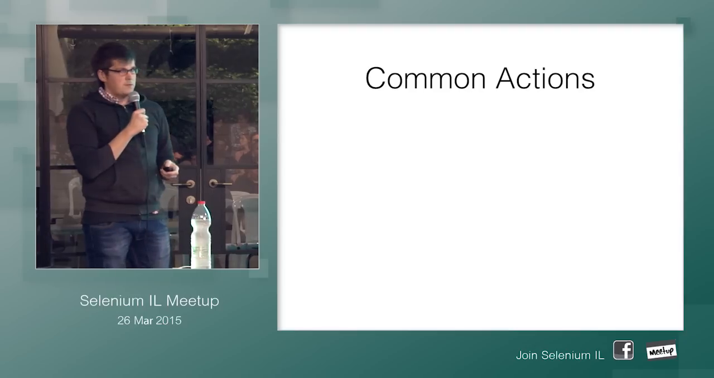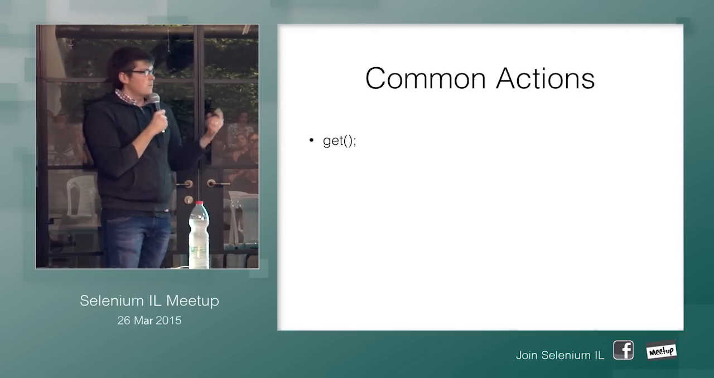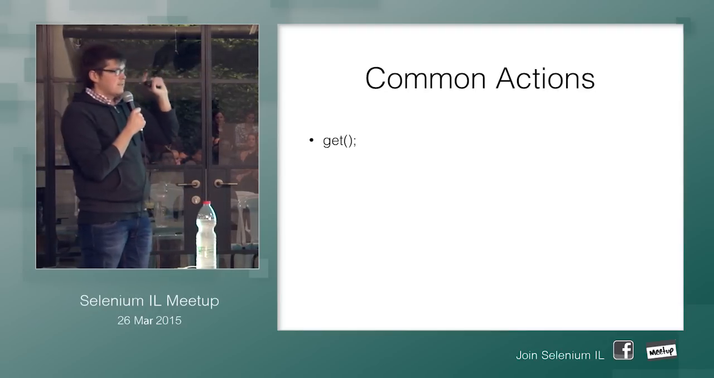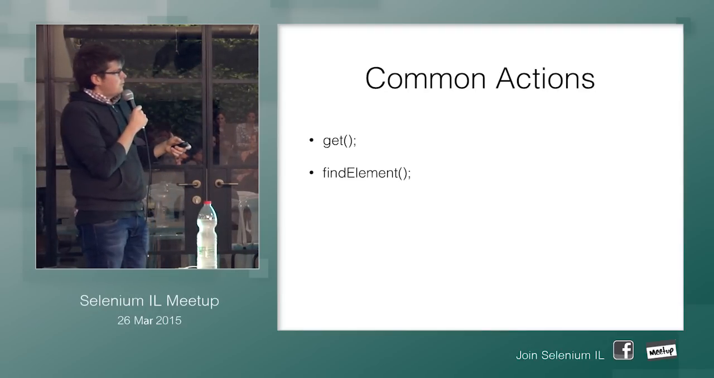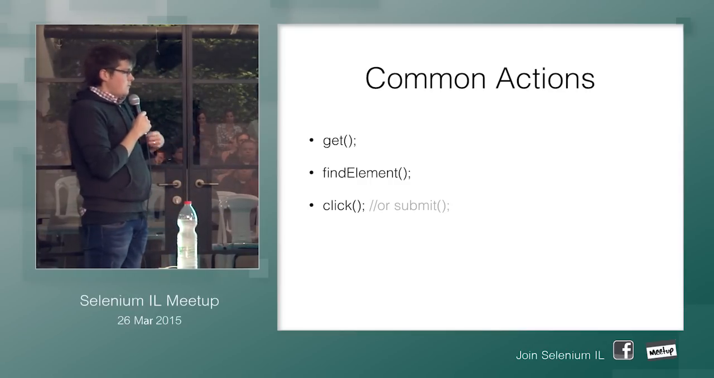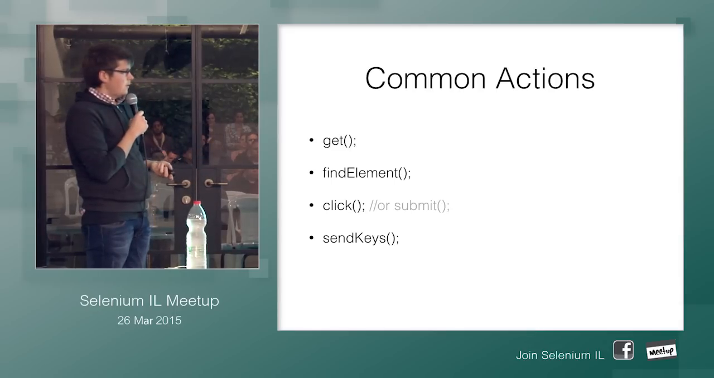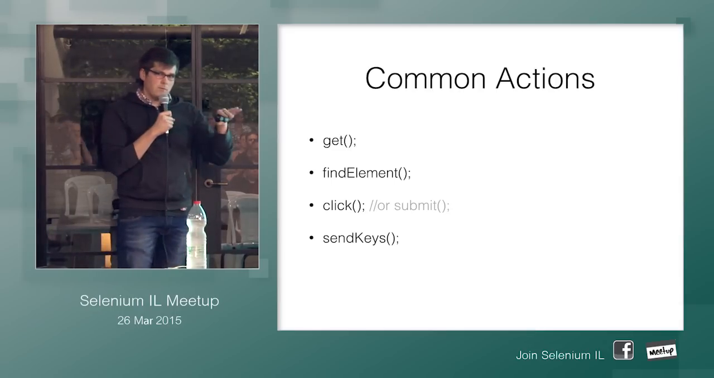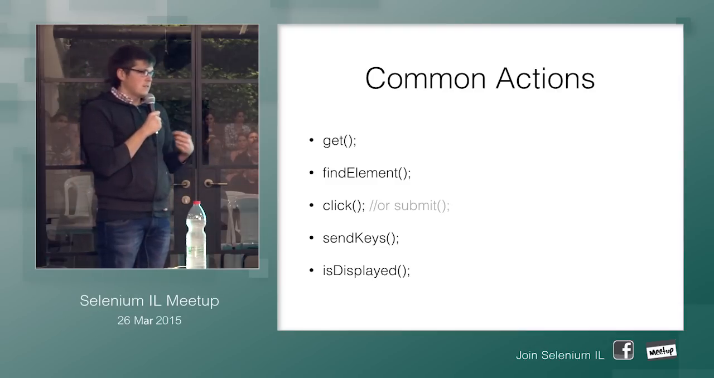So the common actions you're going to run into, just to get started: you're going to want to get a page. There are other ways within Selenium to do this, but get is the easiest, most common. You get a URL, and then you're going to find an element on a page. And once you find an element, you can do some actions to it. You can click on it, and if it's a form, you can also submit the form. And when you want to type into an input field, you send keys. And then you can also see if something is displayed.